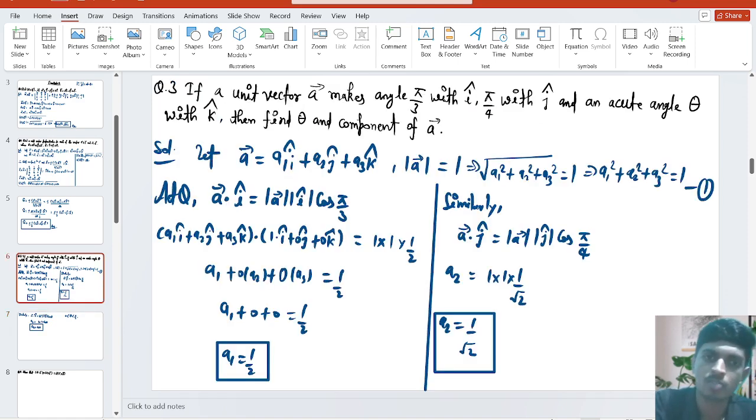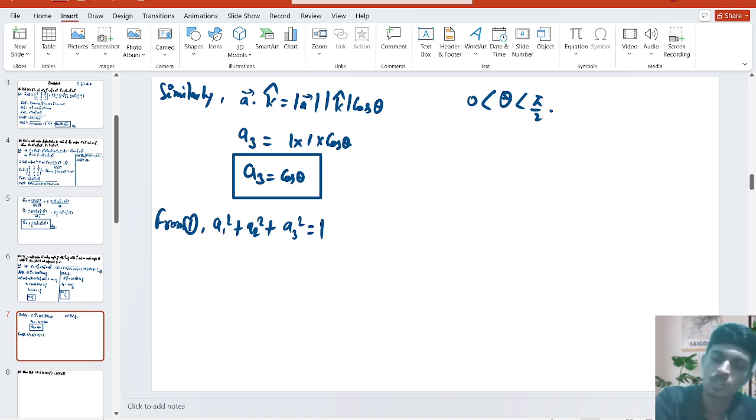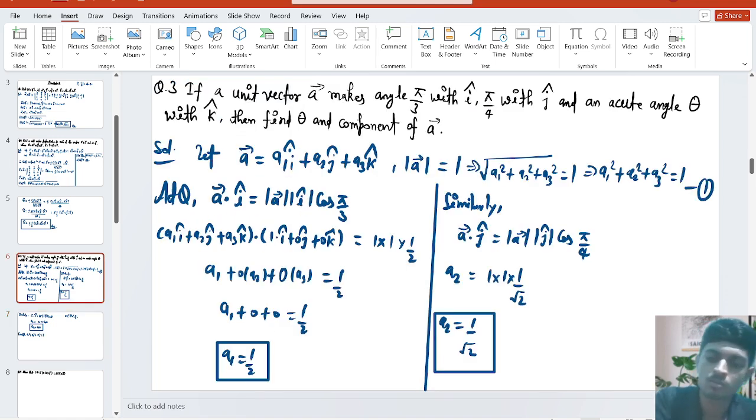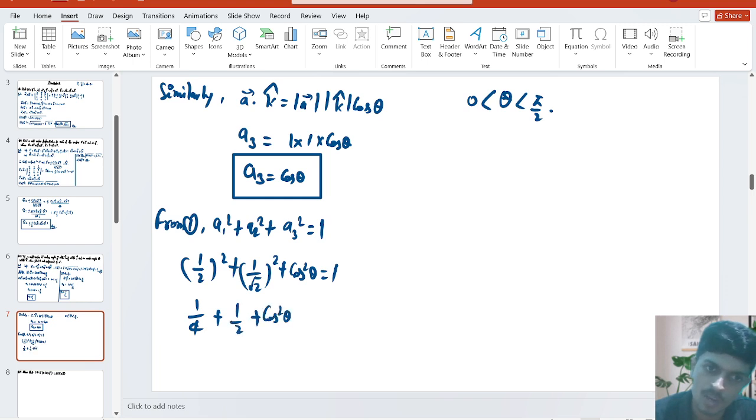From equation 1, what is equation 1? A1 square plus A2 square plus A3 square equals 1. Now here A1 is 1 by 2, so 1 by 2 whole square, A2 is 1 by root 2, so 1 by root 2 whole square, and A3 is cos theta, so cos square theta, and this is equal to 1. Simplifying, 1 by 2 whole square is 1 by 4, and 1 by root 2 whole square is 1 by 2, plus cos square theta equals 1.